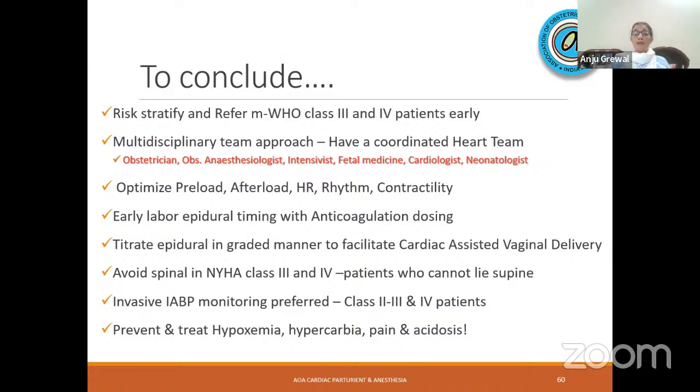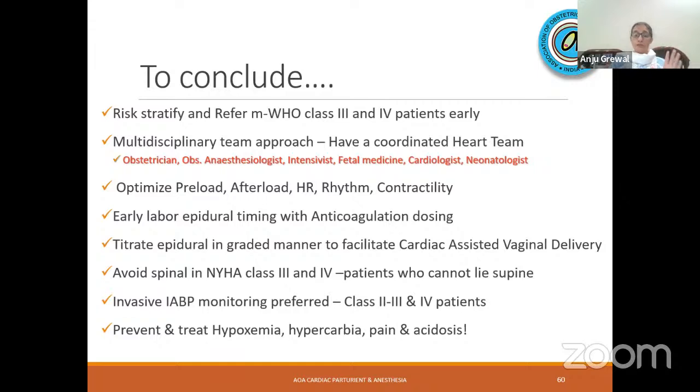A single shot spinal is something I would rather not have. I would always like to have a catheter backup because we like to go low on doses of local anesthetic drugs, so it has better hemodynamic stability. There is a big no to spinal in mothers who cannot lie supine. They need to be given general anesthesia. Invasive intra-arterial blood pressure monitoring is a mandate now in these mothers.